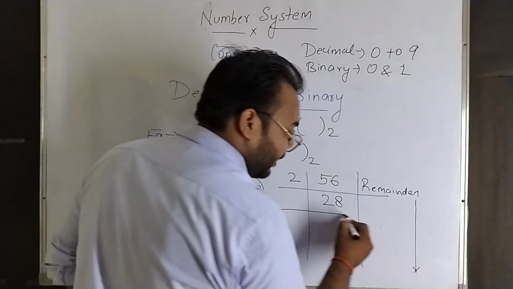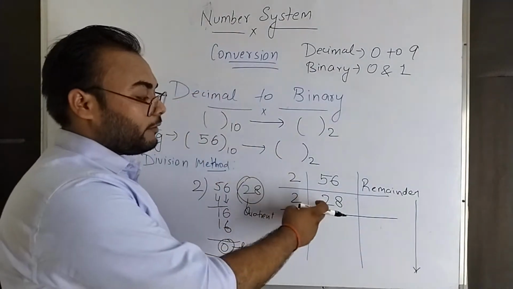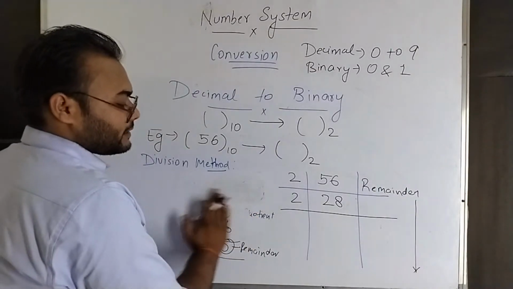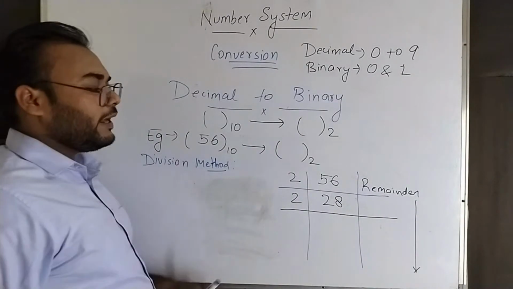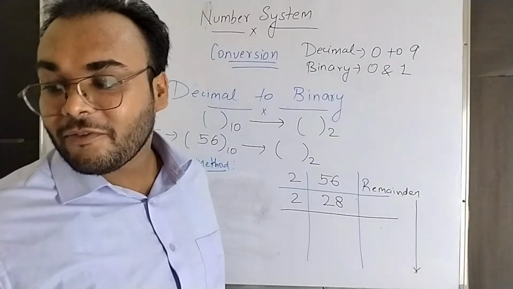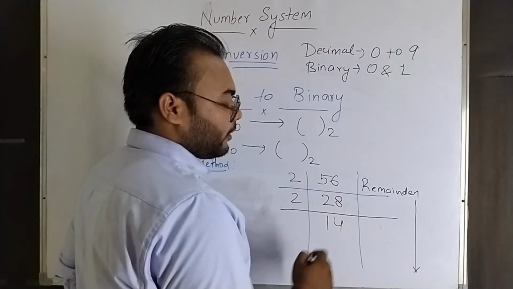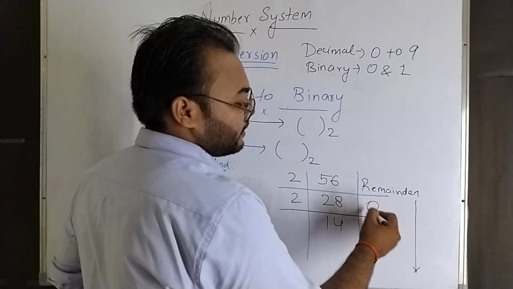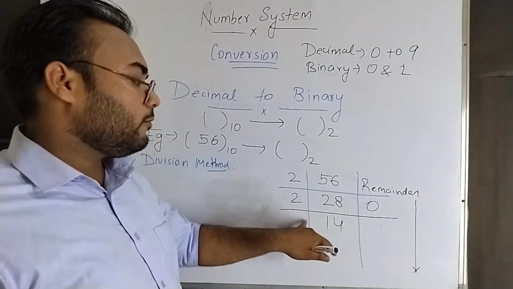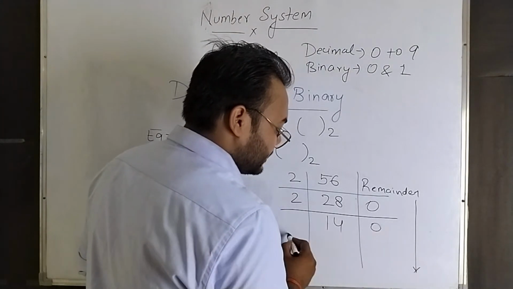Now 28 again, we are going to divide by 2. Tell me the answer. What is the answer when we divide 28 by 2? What is the answer, class? It will become 14. Very good, it's 14. So 2 into 14. And what is the remainder? The remainder is 0. And what about this one, when we divide, what is the remainder here? It's 0. Very good.